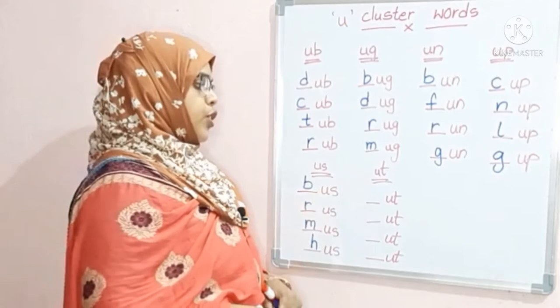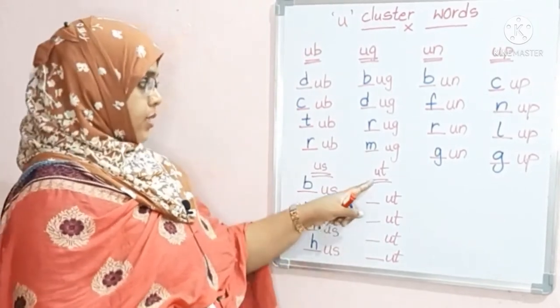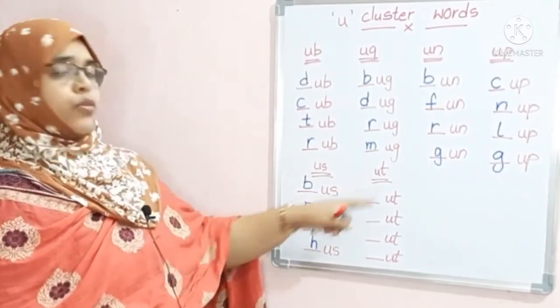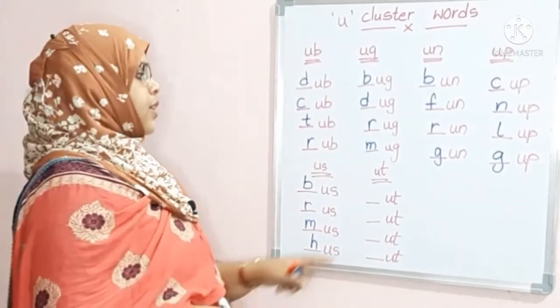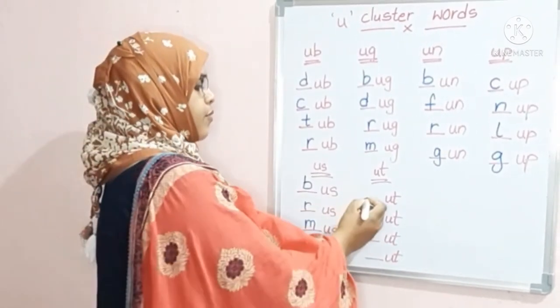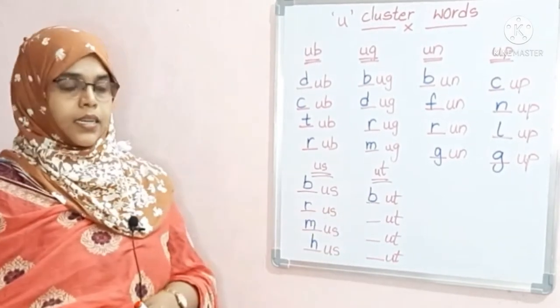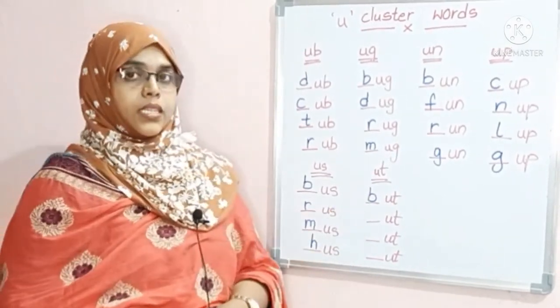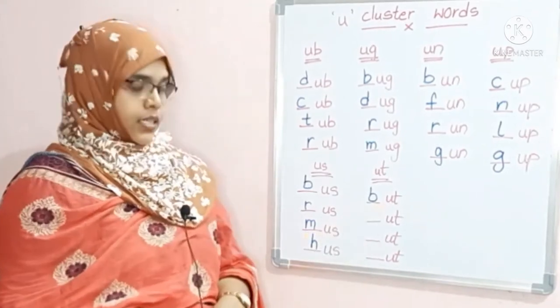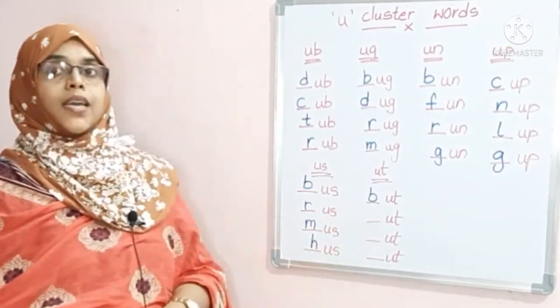Now, UT will be UT. What will it be? UT cluster. To this UT cluster, if we are adding letter B, what is this? Letter B. The sound of B is B. UT, B UT will be BUT.